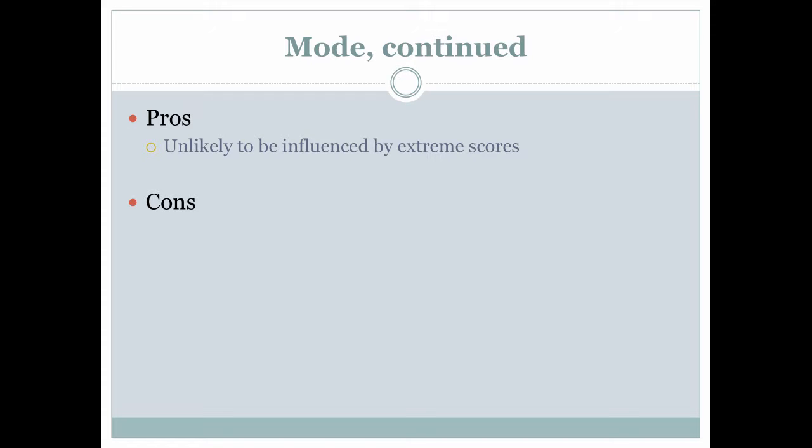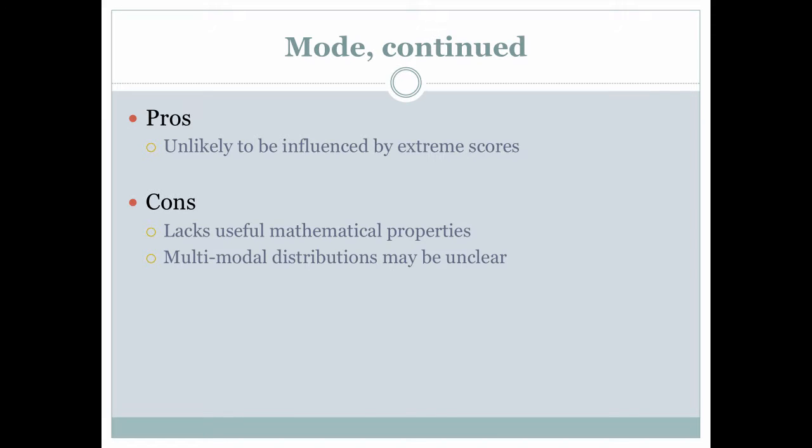So again, the mode, very similar to the median, is very unlikely to be influenced by extreme scores since you're not really taking them into account. If you have one extreme score, you're not even going to pay attention to it. You're just going to skip over it. You're going to find the most frequent values.